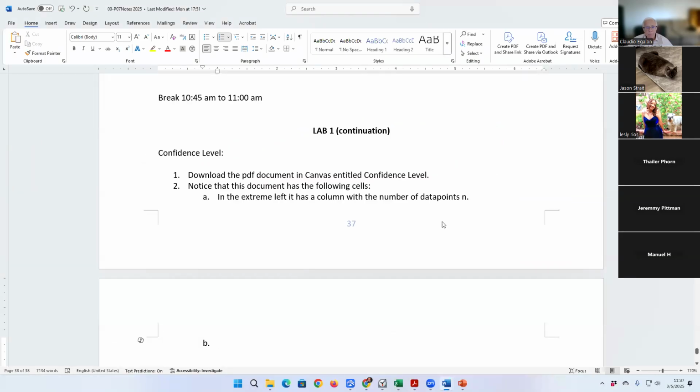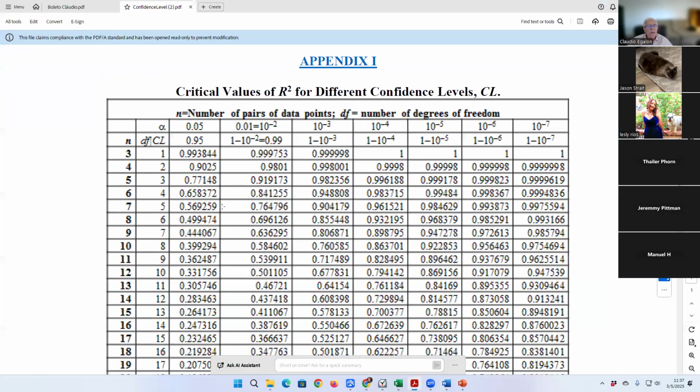And, okay, at the top, second row from the top, you have your CL, confidence level, values, right? And the CL is this one right in here. And just like the DF, you can ignore this other column. We're not going to use it.